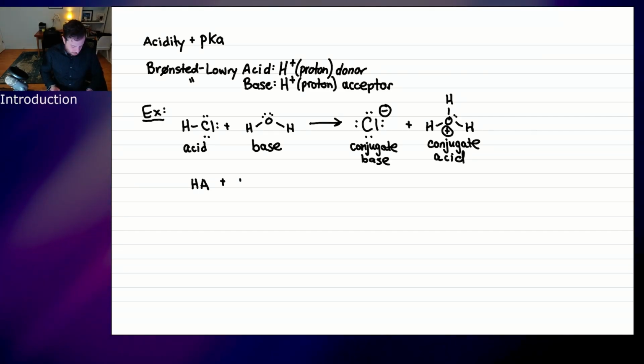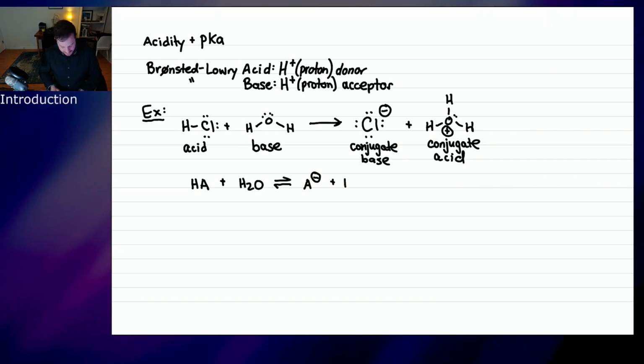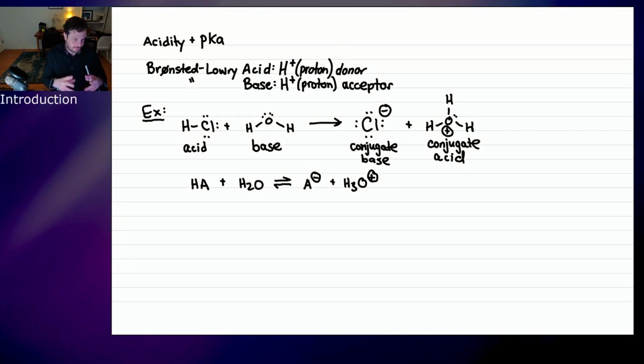And we react that with water. And like I mentioned, these are often represented as equilibrium reactions because they don't always go to completion. The products would be A- plus H3O+. So what have I done here? I've just rewritten the previous reaction in a totally generic form. And what did that mean? That meant that instead of specifically using hydrochloric acid, I could use any acid that I'm abbreviating with A.